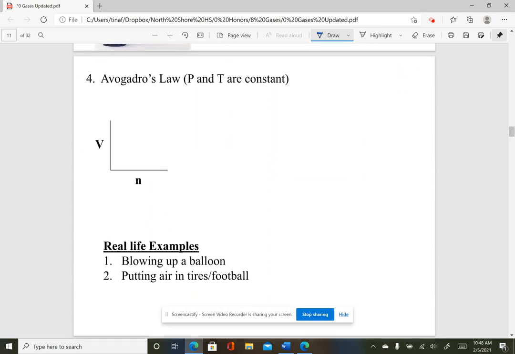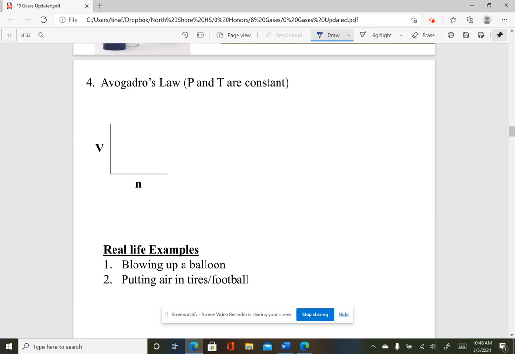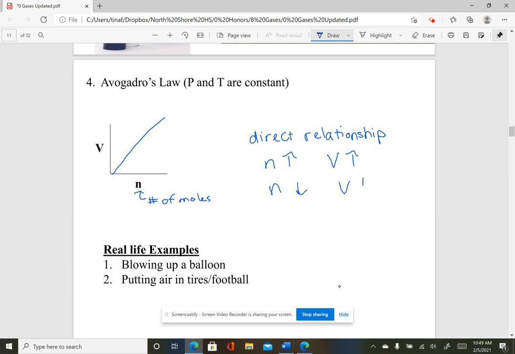Finally, we have Avogadro's law, which studies the relationship between n, which is the number of moles, that's the symbol for moles in these problems, and volume. And this is another direct relationship. So there's only one relationship that's not direct. So that should be easy to remember for you guys. If the number of moles goes up, the volume is going to go up. If the number of moles goes down, the volume is going to go down.